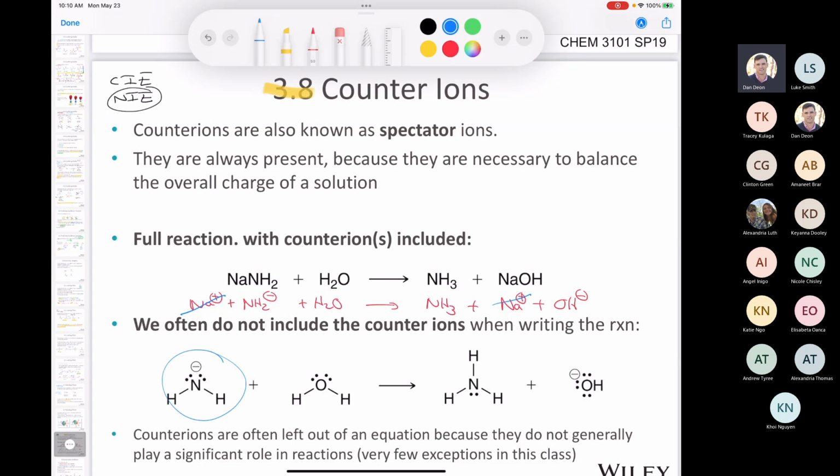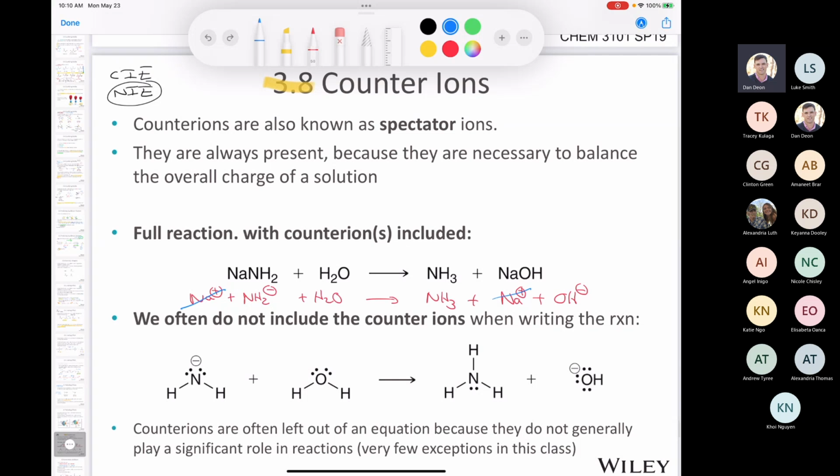You can't just have a negative charge in solution. There has to be a positive charge balancing it out, but we just assume that there is a cation in solution. And again, most of the time, I just leave the counterions out because they do not play a significant role. And there's very few exceptions in this class. You don't really have to stress about counterions a whole lot.